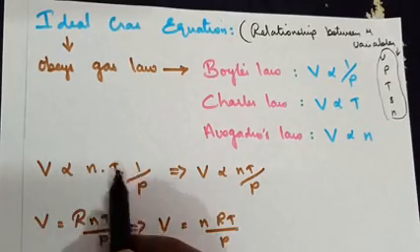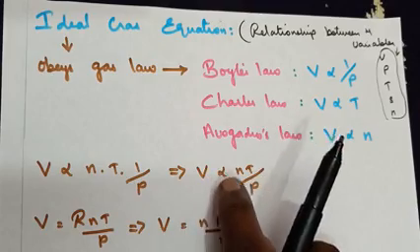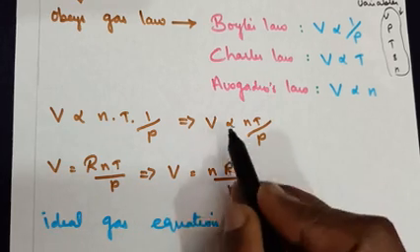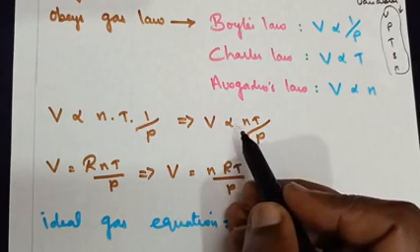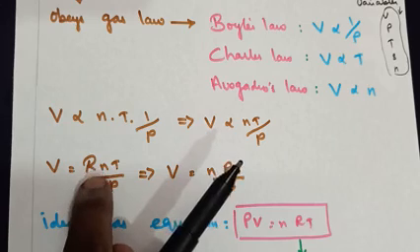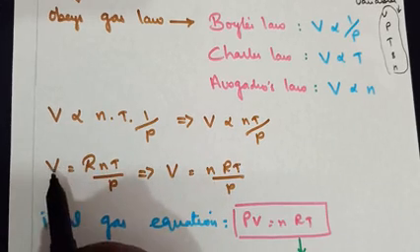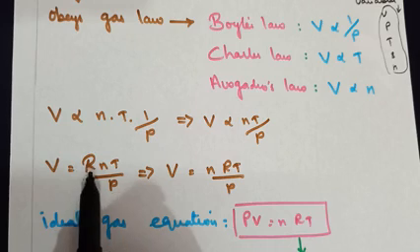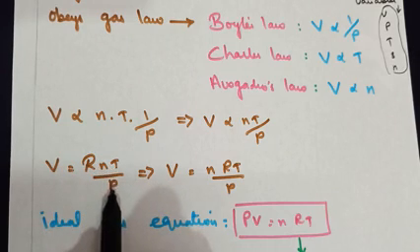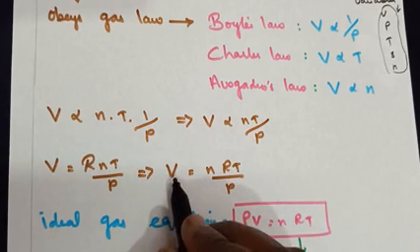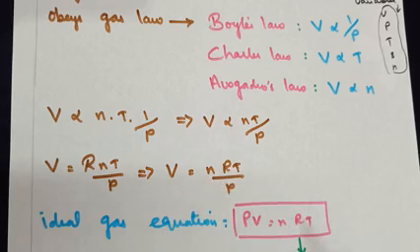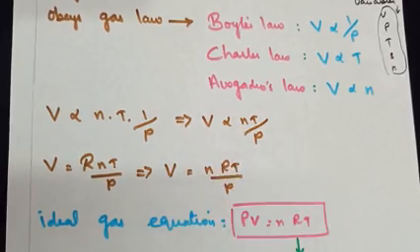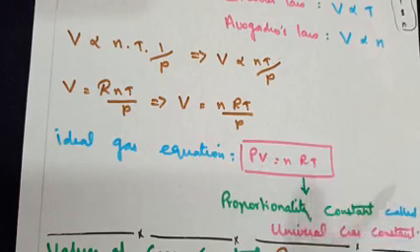Now, n into T, if you multiply it together, we can also write V is proportional to nT by P. As usual, in the previous four laws, we replaced the proportionality sign with the letter K. But here we are replacing it with a capital R, that is the gas constant. V is equal to, instead of this proportionality sign, we are replacing it with R. So V is equal to RnT by P. For the sake of rhyming, you can also write it as V is equal to nRT by P. If we cross multiply, PV is equal to nRT. It's known as the ideal gas equation.